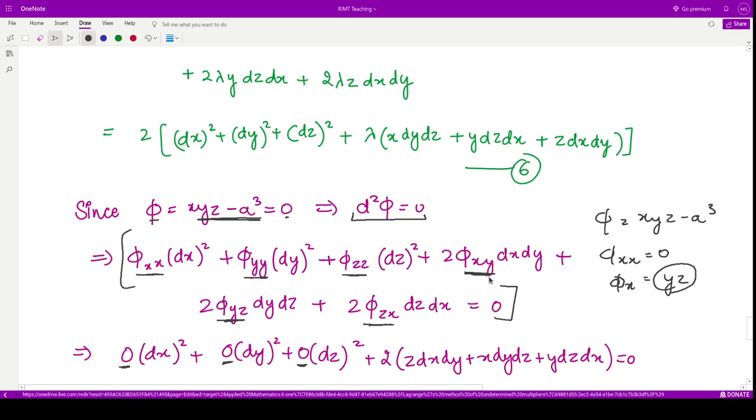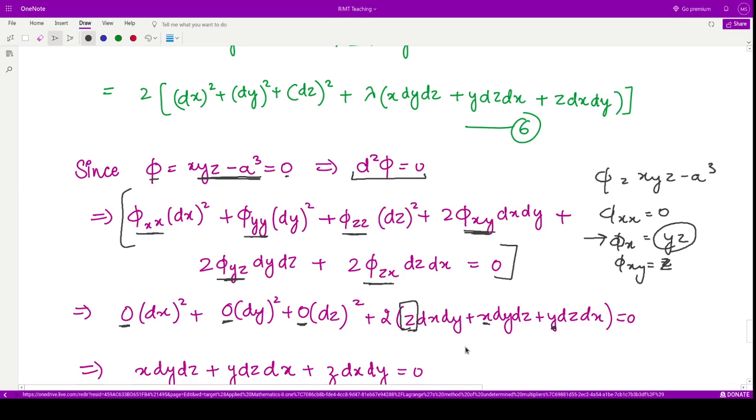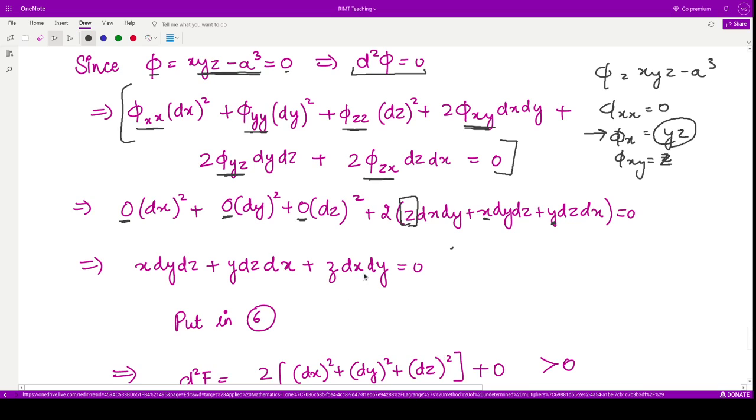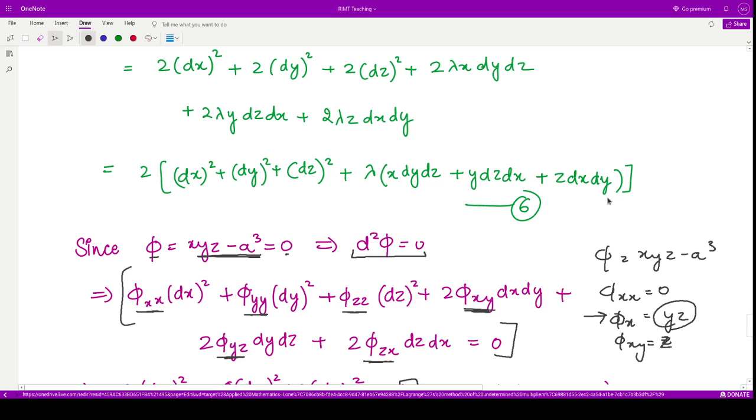And the next term, phi of xy, is equal to z, because this is your phi x. When you differentiate it with respect to y, you will have z here. Similarly you have phi of yz as x and phi of zx as y. So this is the expression. From here you obtain this value: x dy dz plus y dz dx plus z dx dy is equal to 0. So we can substitute this value in equation number 6. That means this whole term becomes 0 now.